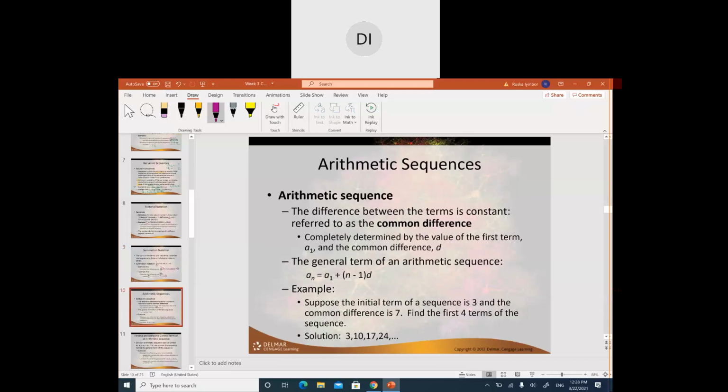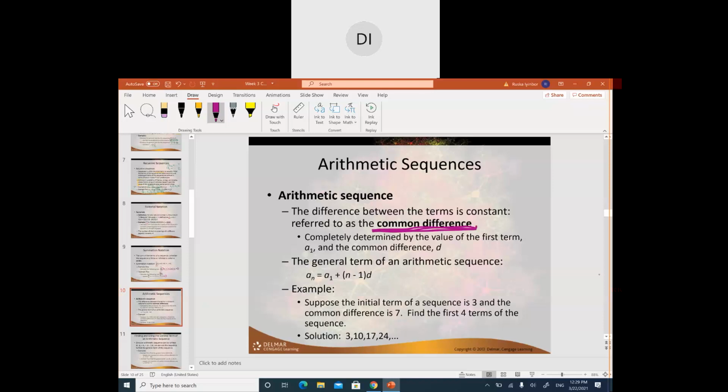Now, we're going to talk about two specific sequences. We're going to talk about arithmetic and geometric sequence. So arithmetic sequence, it's a list of numbers where the difference between the terms is constant. Okay? So for arithmetic, we have a common difference. So we have a list of numbers where you're technically adding the same number from term to term. That's what happens.